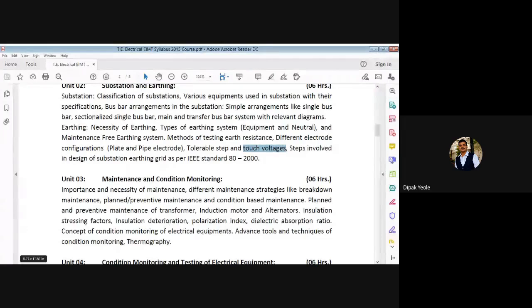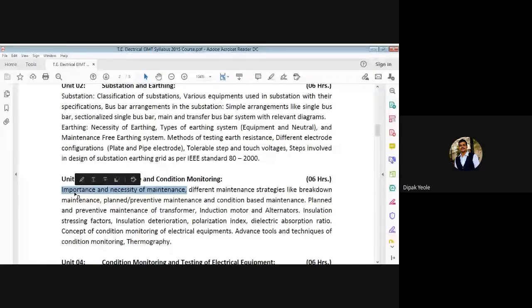So this is from unit 2B, which we discussed last time. Today we are interested in 3A, that is the maintenance part, and 3B, that is the condition monitoring part. Under this I have categorized this unit as 3A and 3B. I hope I am audible to all of you. If you have any problem, then try in the chat box so that I can help you.